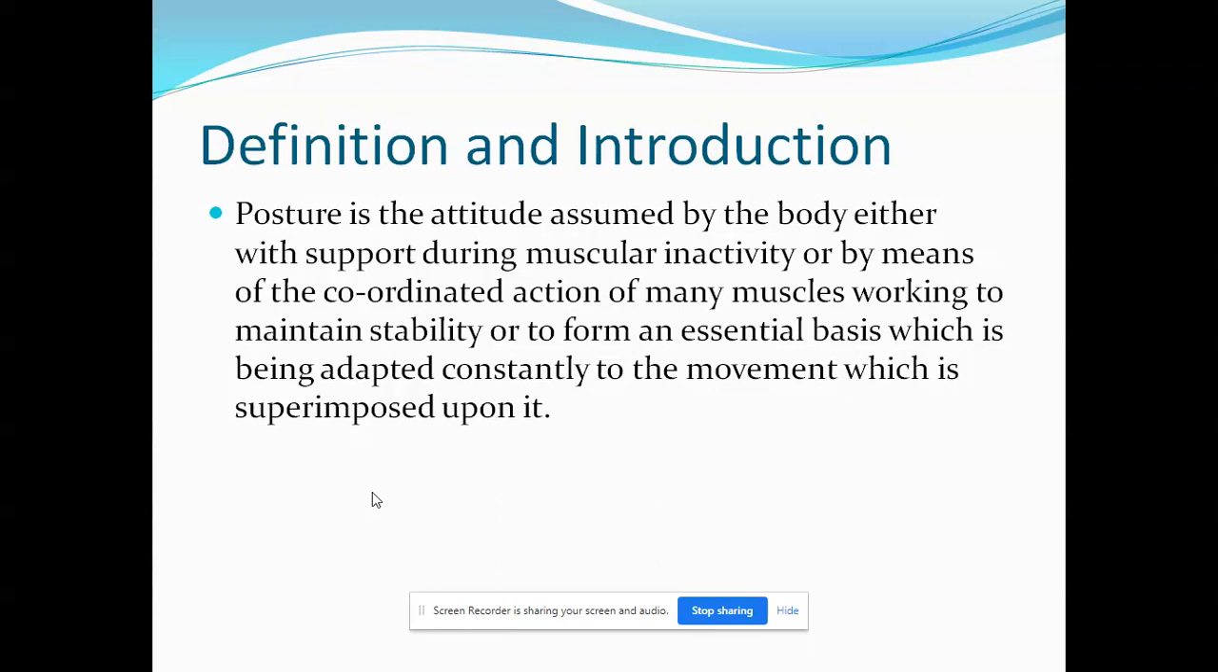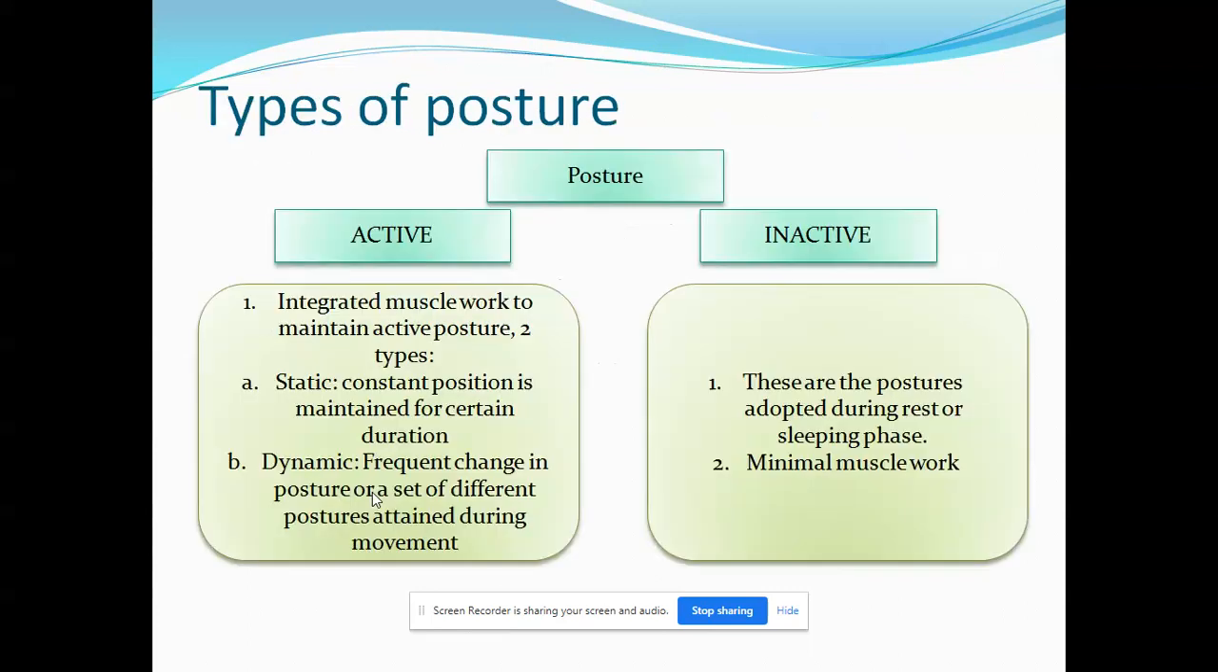Definition and introduction. When we define posture, it is nothing but an attitude assumed by the body, upper limb, lower limb, either to maintain a single position, that is static, or a set of various different postures in order to have a smooth rhythmic movement. It is just the coordination of the muscle groups, that is your antagonist and agonist muscles, working together to maintain stability and equilibrium during either static posture or even dynamic posture.